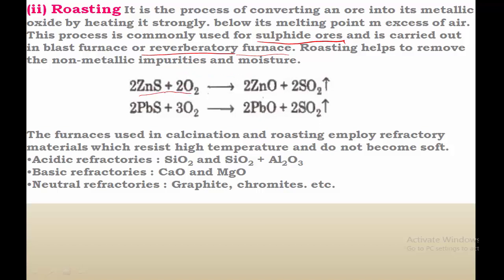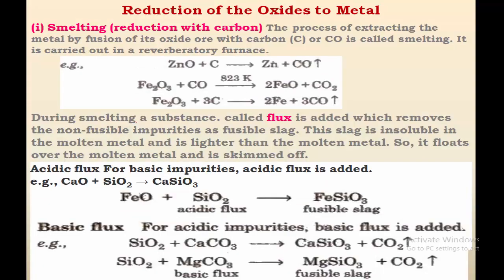Some of the examples are ZnS. When heated in presence of air, it will form zinc oxide. So here sulfide ores mainly undergo this roasting process. Then reduction of oxides to metal. After converting the ore to oxides, those oxides of metals get reduced, and this can be done in different ways.